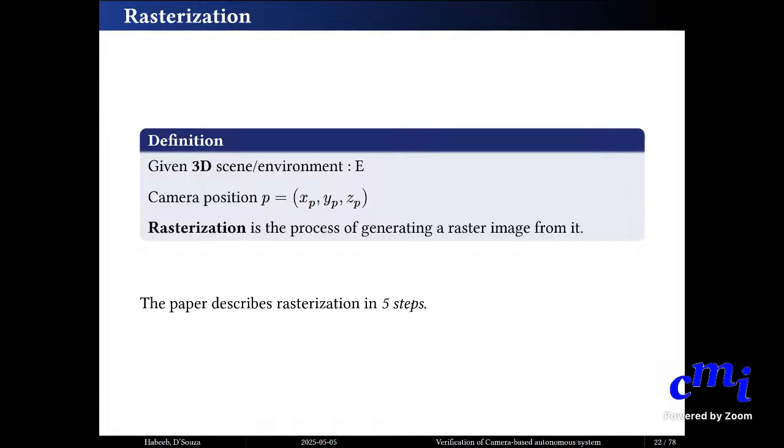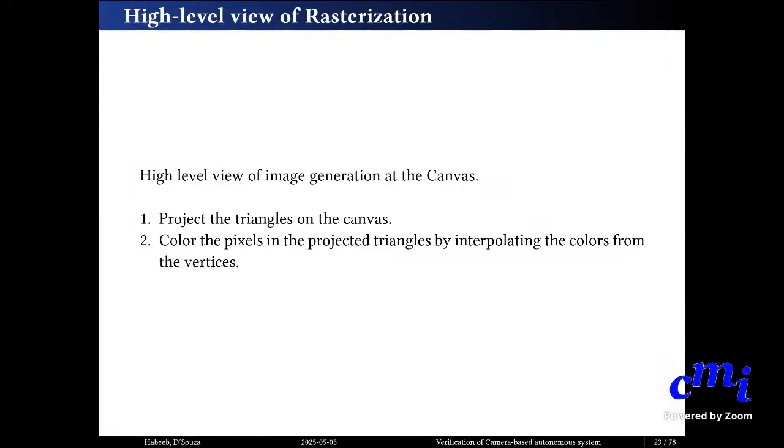Given a camera position xp, yp, zp, rasterization is the process of generating a raster image from it. This paper describes the rasterization in 5 steps. The high level view of this process is that we project the triangles of the 3D scene onto the canvas and then we color them.